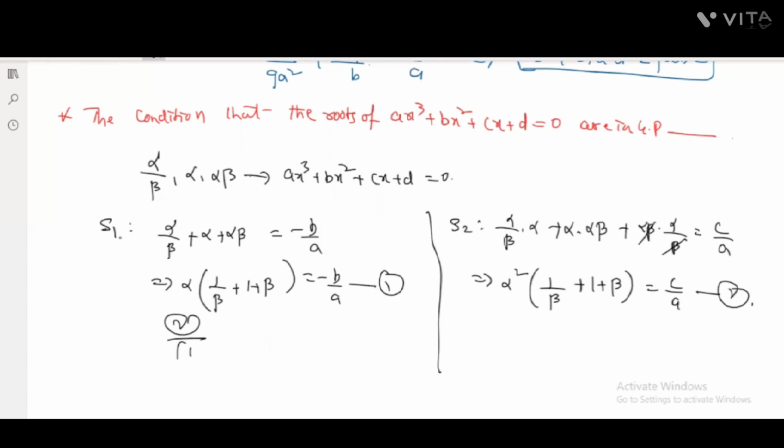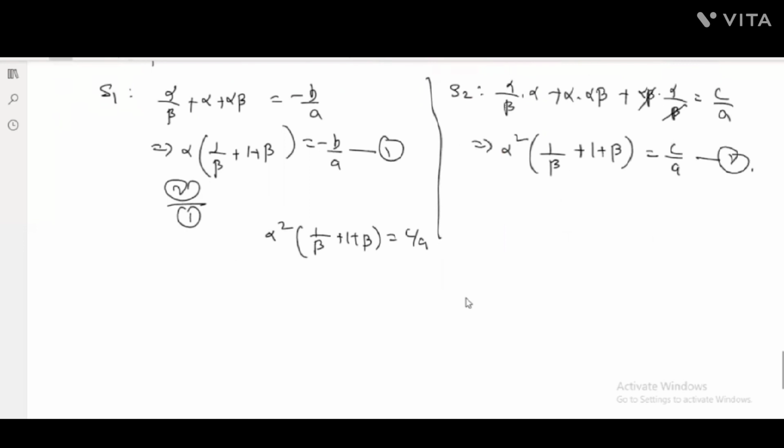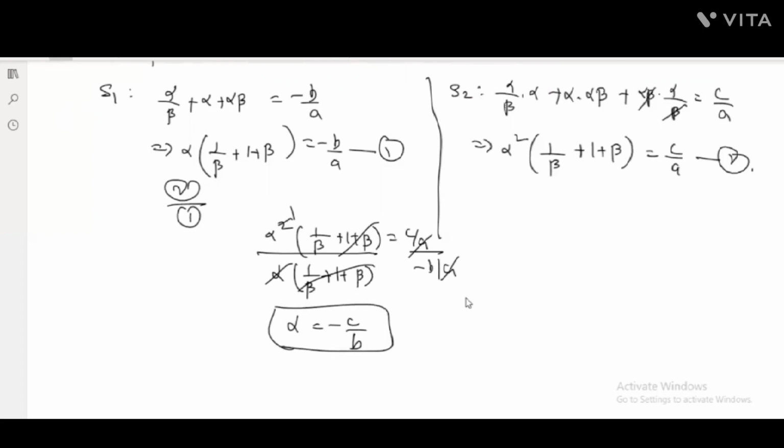So do equation 2 by equation 1. So we'll get alpha square into 1 by beta plus 1 plus beta is equal to c by a, divided by alpha into 1 by beta plus 1 plus beta, divided by minus b by a. So a and the bracket terms cancel, and one alpha cancels. So the alpha value will get minus c by b.